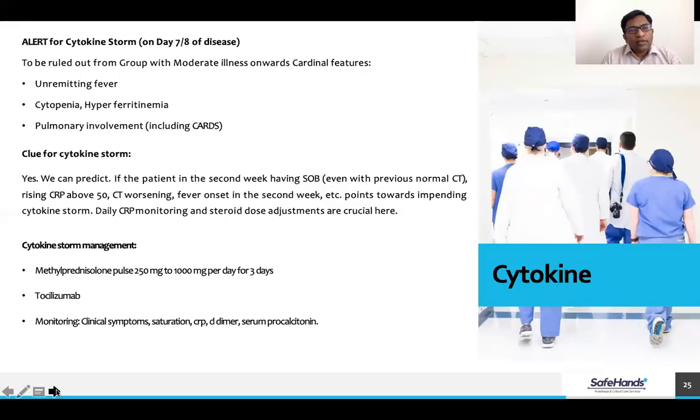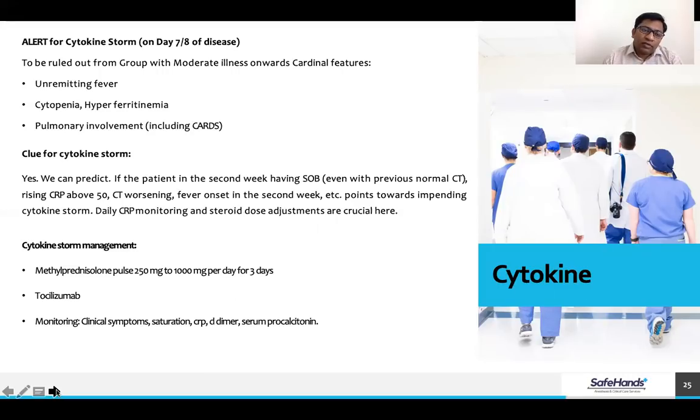Cytokines. Be alert for cytokine storm on day 7 and day 8 of disease, to be ruled out in the group with moderate illness onwards. Cardinal features are unremitting fever, cytopenia, hyperferritinemia, and pulmonary involvement including CORADS. As a clue for cytokine storm, we can predict it if a patient in the second week has breathlessness even with a previously normal CT, rising CRP above 50, CT worsening, fever onset in the second week, etc. These point towards impending cytokine storm; daily CRP monitoring and steroid dose adjustment are crucial here.